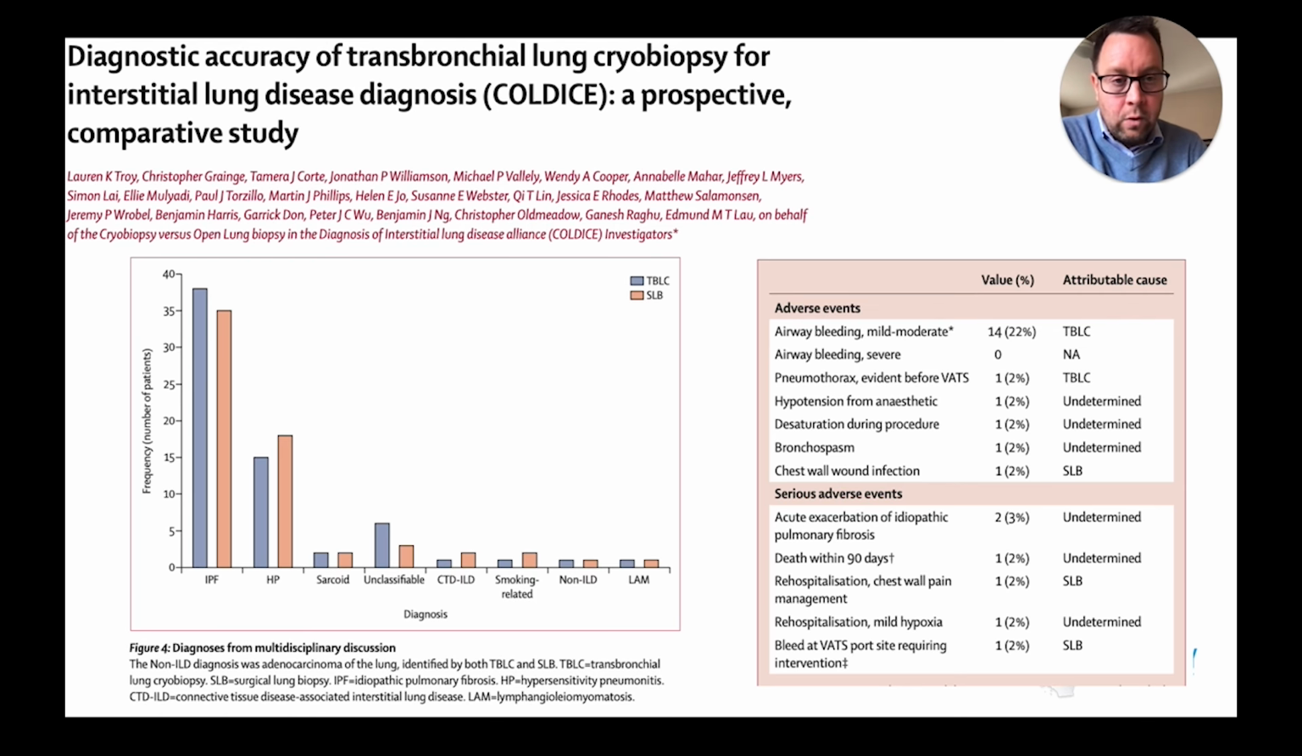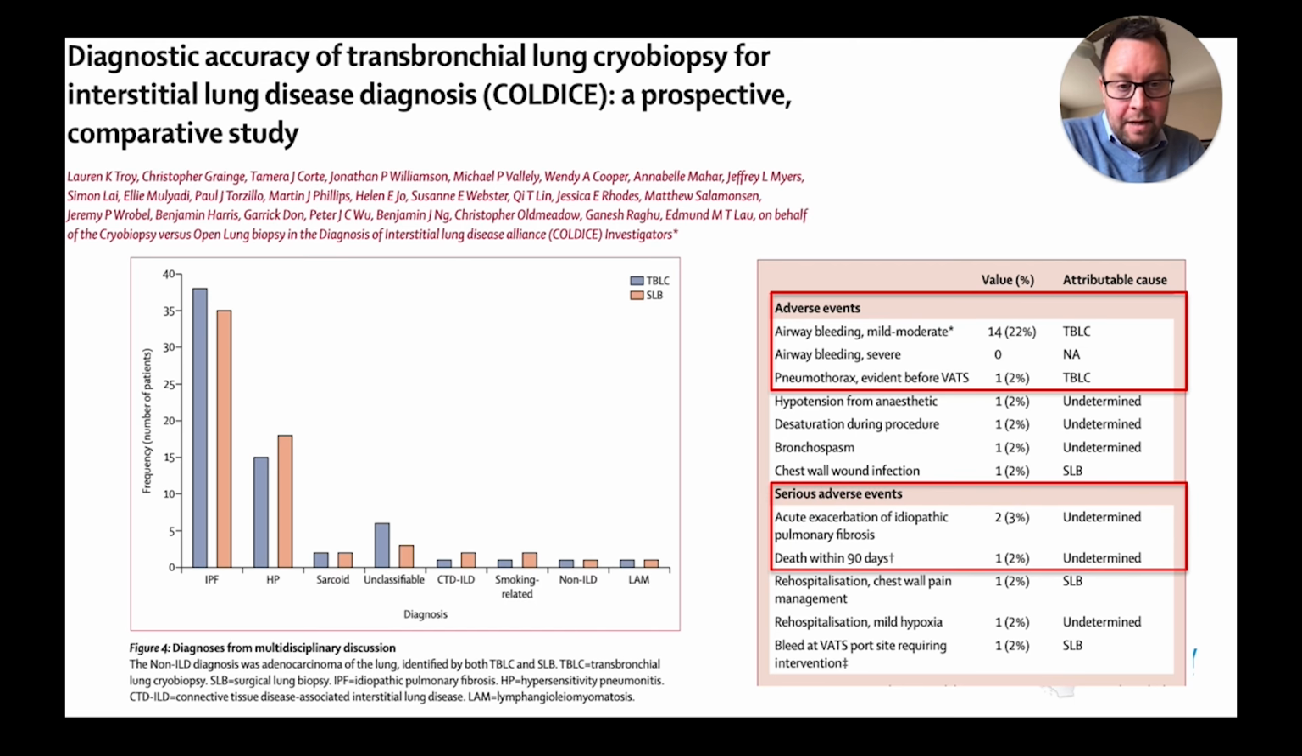There are, of course, complications to be aware of. As I mentioned, you get airway bleeding. These guys did a great job in that they didn't have much in the way of serious bleeding. Actually, they had none, and they only had one pneumothorax. But these are complications that you need to be aware of when sending a patient for a cryobiopsy. They also did see that there were acute exacerbations and one death after this, which was on par with what we see historically in patients undergoing surgical lung biopsy.